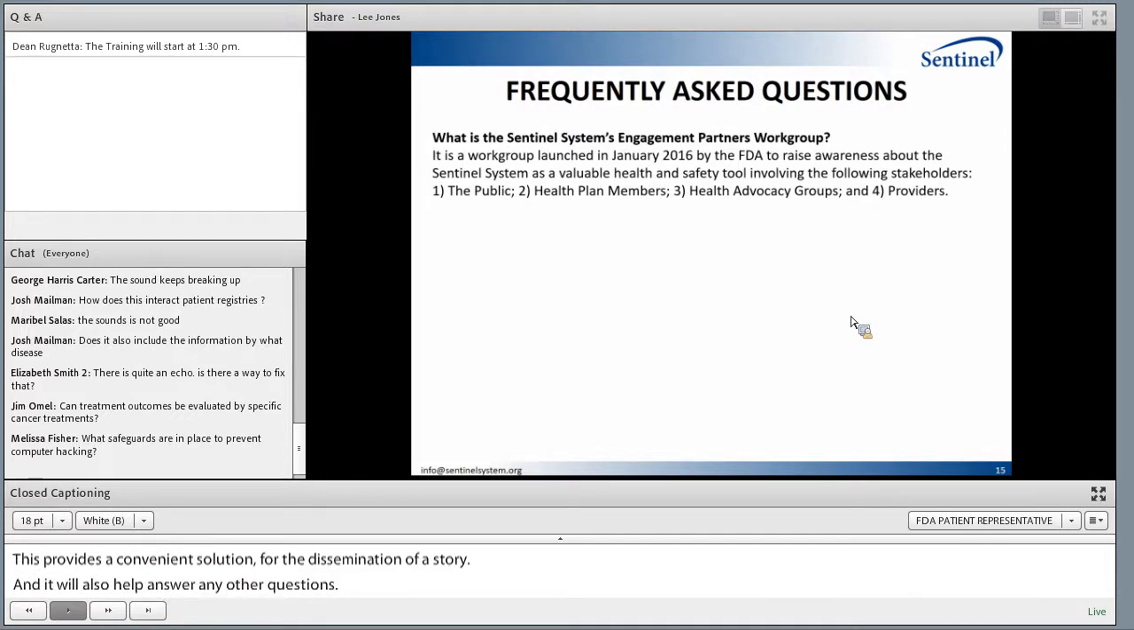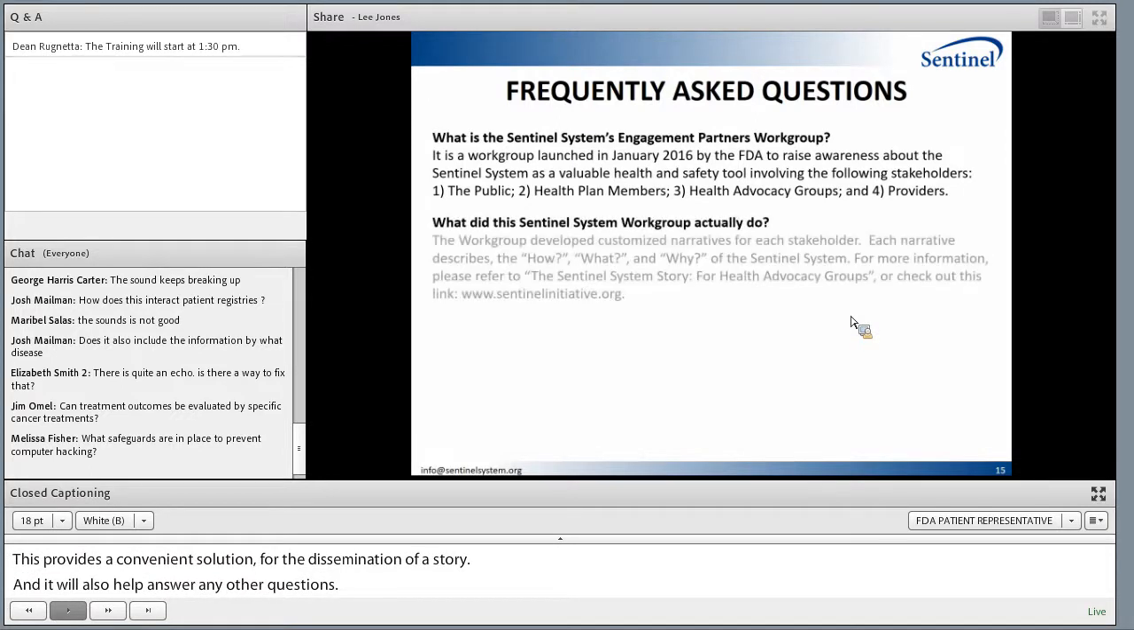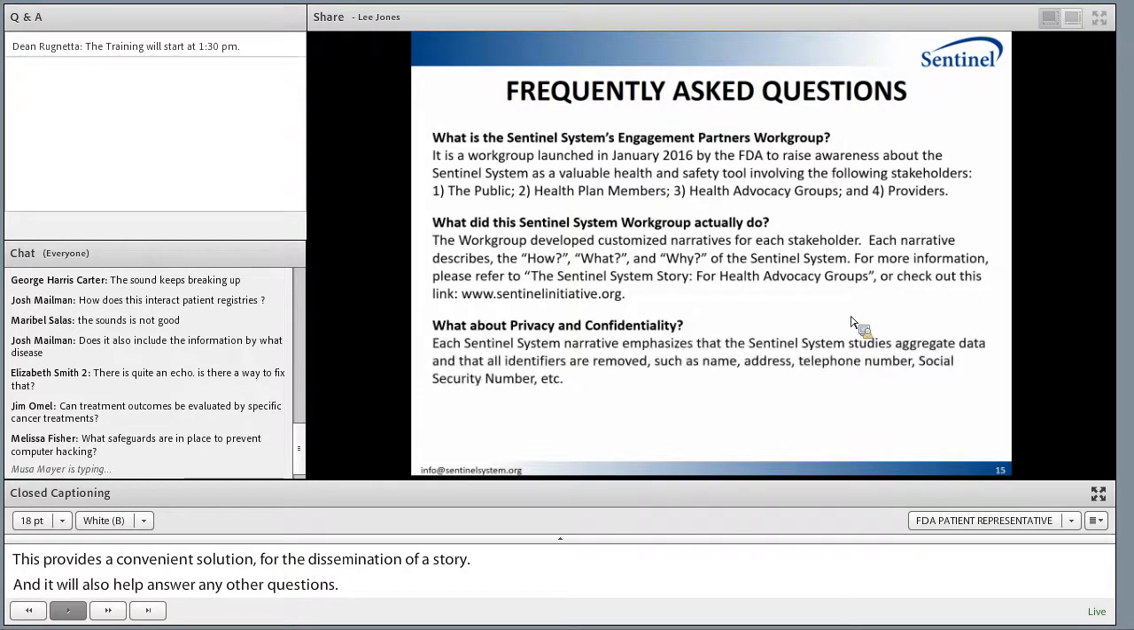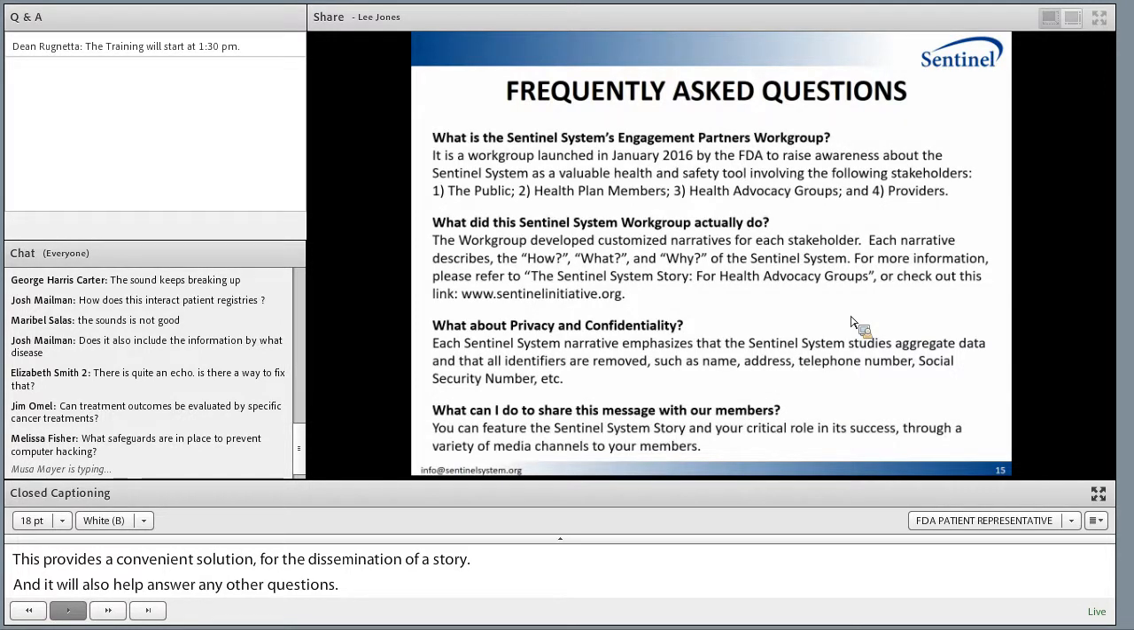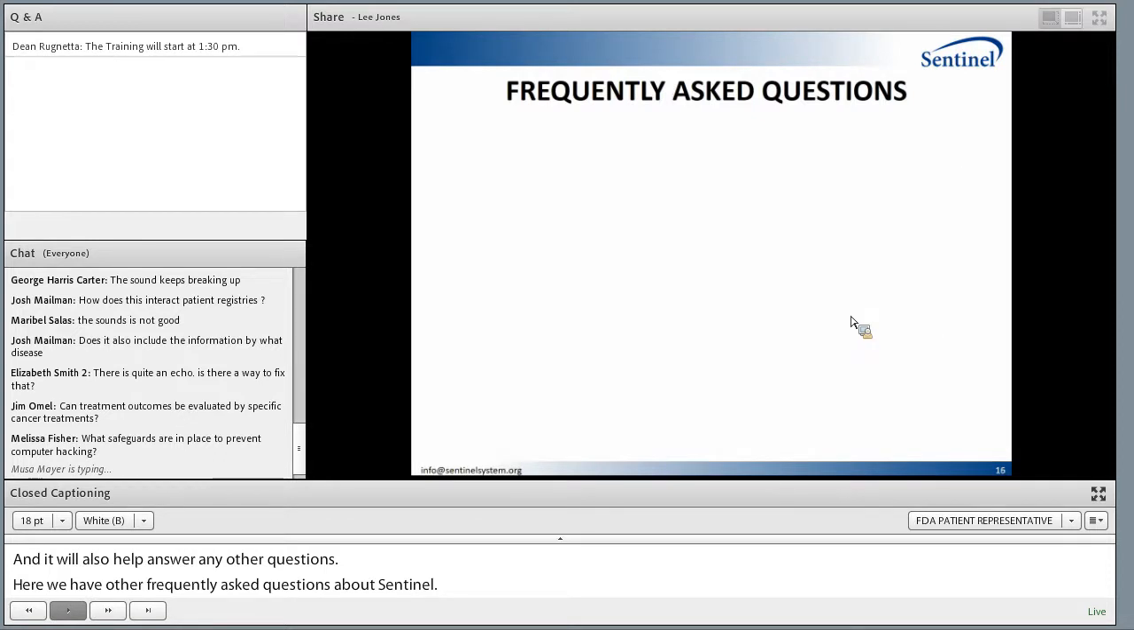Can we open this slide up a little bit more? These are the other frequently asked questions about the Sentinel System, and really is a restatement of the information already provided in the health advocacy, patient advocacy group stories, public stories, as well as the infographic. Next slide, please.